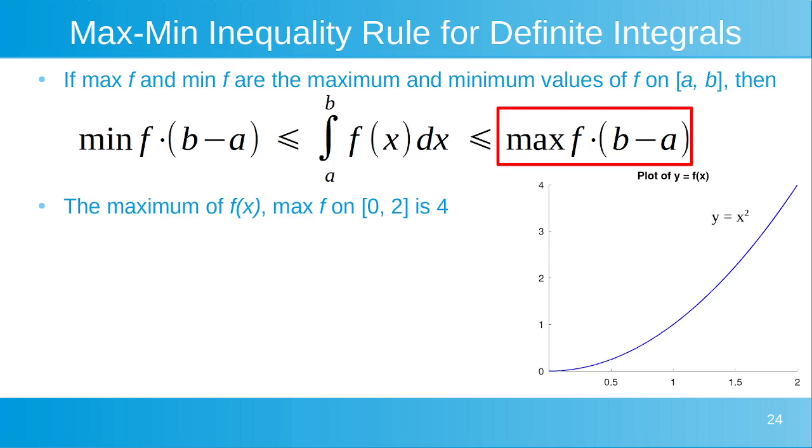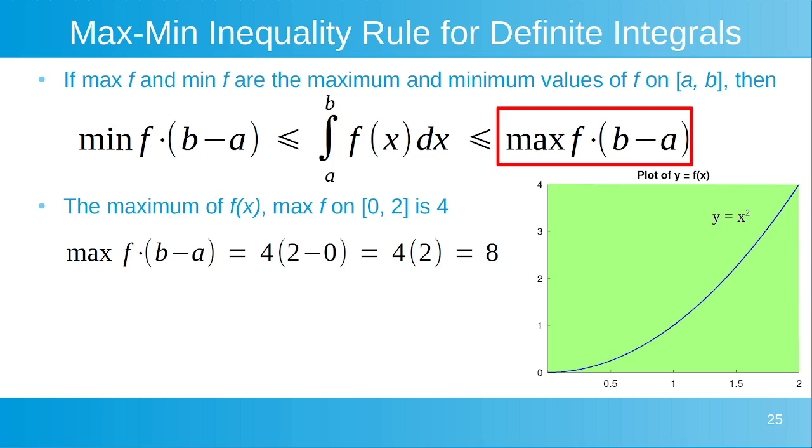Now for the last part of the inequality, for our particular example, the maximum of our function f of x equals x squared, so max f on that closed interval from 0 to 2 is equal to 4. So we can work out max f times b minus a as 4 times 2 minus 0, which is 4 times 2, equal to 8. Again, for this example, we're working with a non-negative function, a positive function.